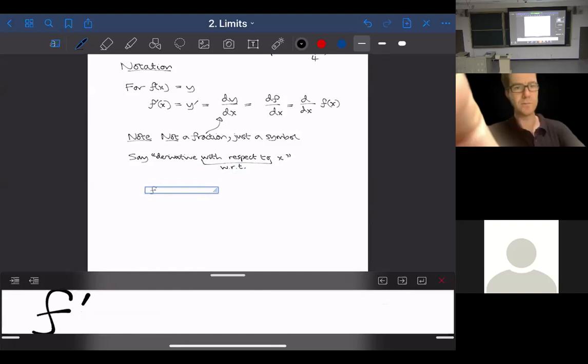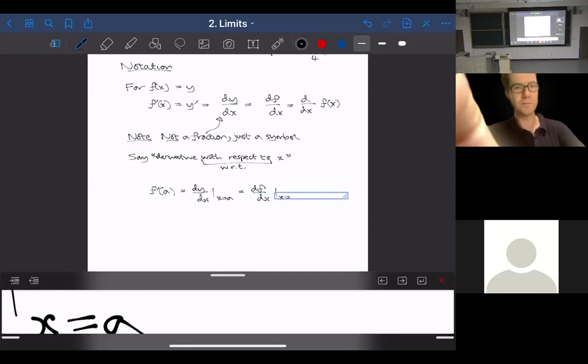Okay, and other notations, so f prime a, the value at some a, we also sometimes write that as dy by dx. So remember that means another function of x, but restricted to x equals a. And in the same way, we could take this function of x and restrict to x equals a value.